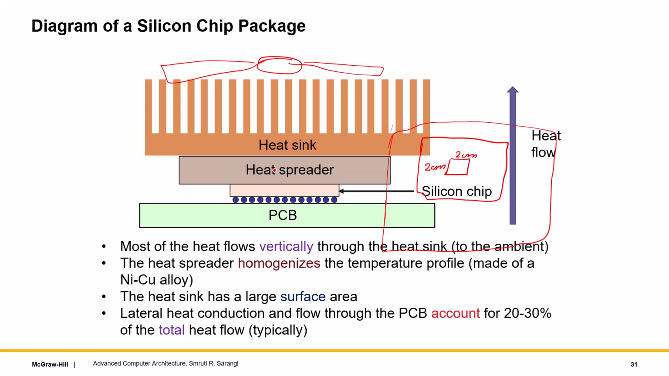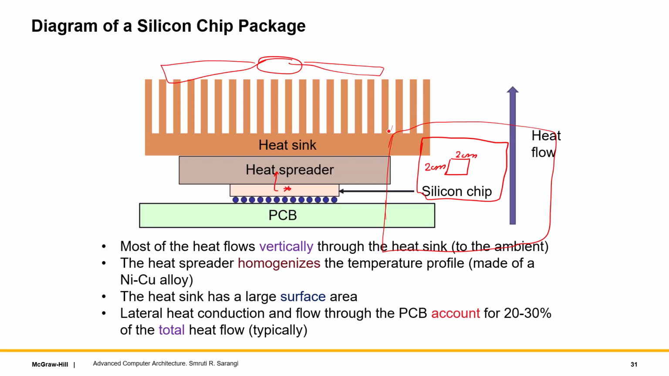Most of the heat actually flows vertically. The lateral heat conduction is not much. I wouldn't say it is not substantial. There is some, and that often creates a lot of issues. But most of the heat, by and large, flows vertically. The heat spreader is a nickel copper alloy with a thermal conductivity of 369 watts per Kelvin, pretty much. And the heat sink, of course, has a much larger surface area which is artificially enhanced with these fins.